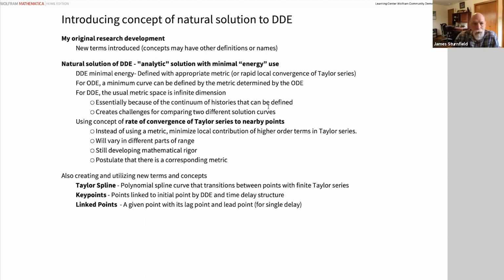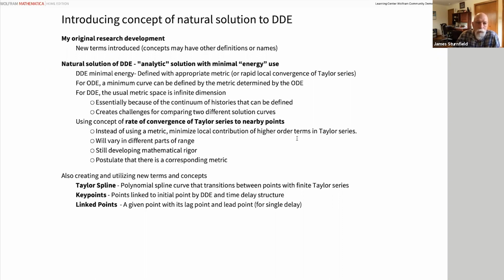I'm doing work in that direction, but not yet anywhere near presenting anything there. So instead, I'm really looking at how well the Taylor series of these possible solutions converge. So we're looking at approximations to the solution and taking those approximations and trying to find the one that converges in some sense the fastest.